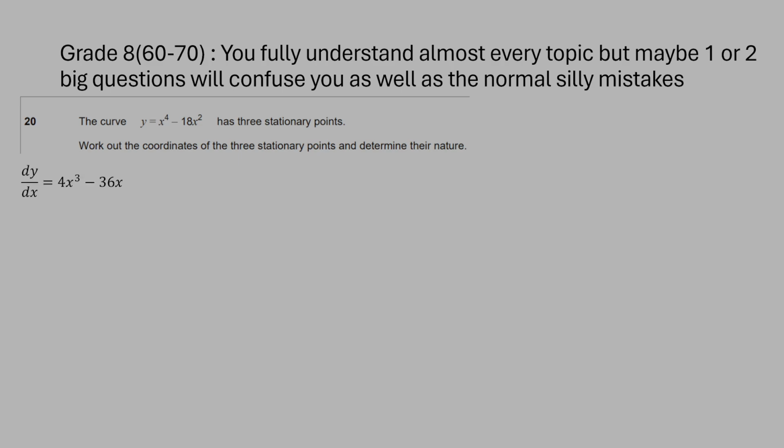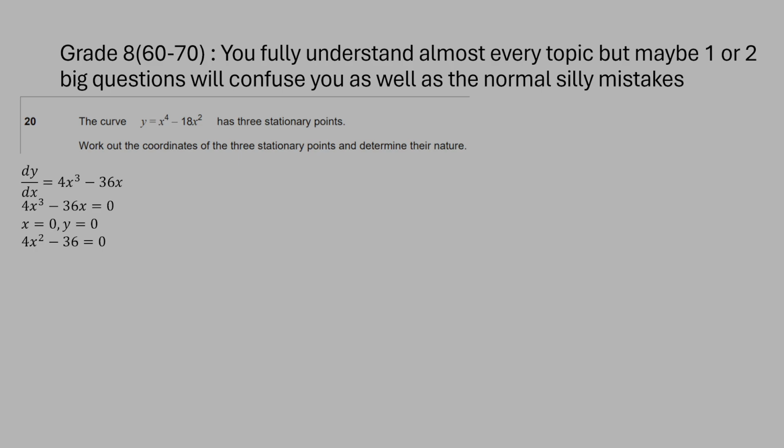We're going to get 4x cubed minus 36x. You should know how to differentiate at this point. We've moved on from grade 5. Next, we are going to set it equal to 0, and we're going to factorize x out to get x equals 0, and then substitute 0 into the main equation to get y equals 0.